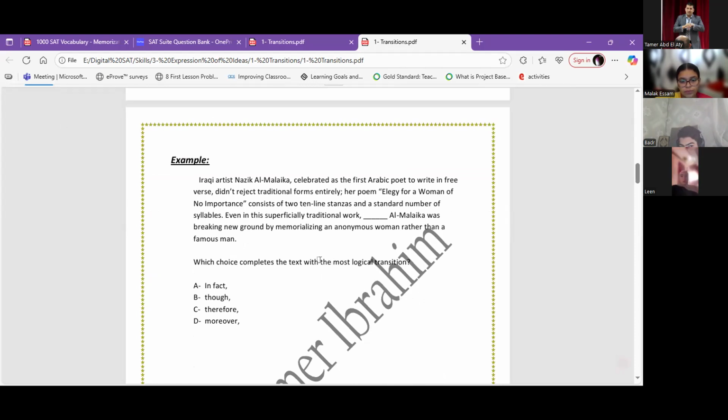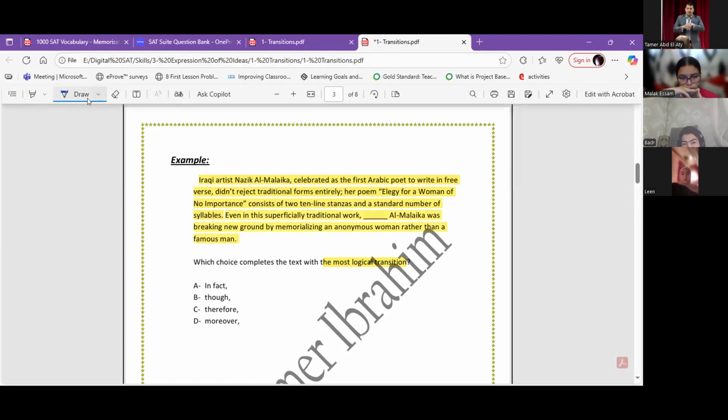He will ask you what the most logical transition is. When you find the most logical transition, it's a transition question. Where are you going to look? You look at the sentence before the space and the sentence after. So here is the sentence before, all of that, and here is the sentence after. Now we need to find the relationship between them.